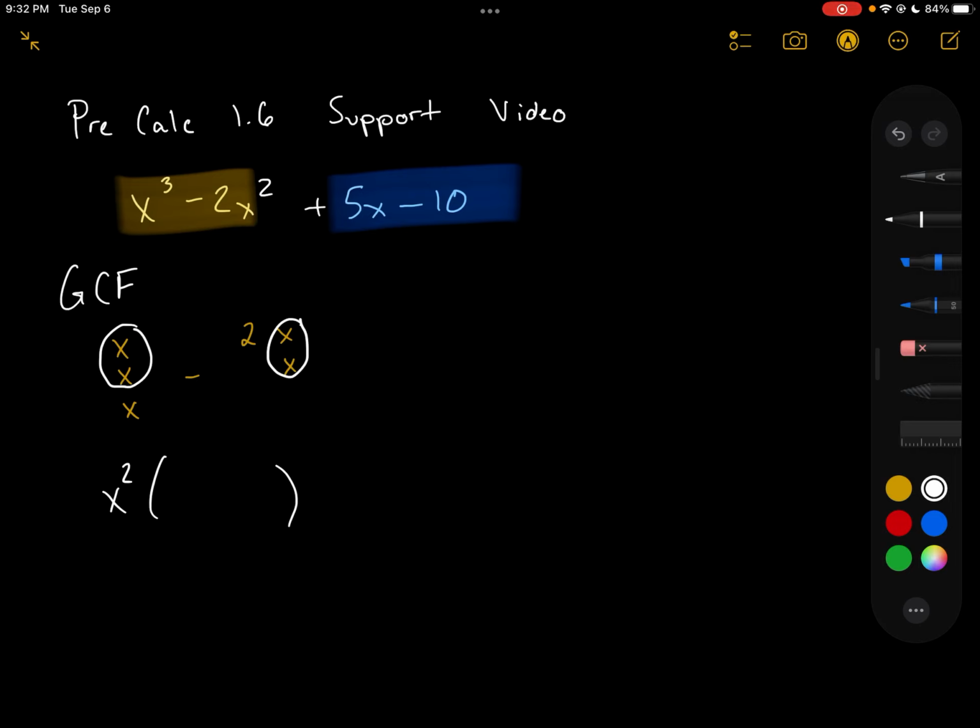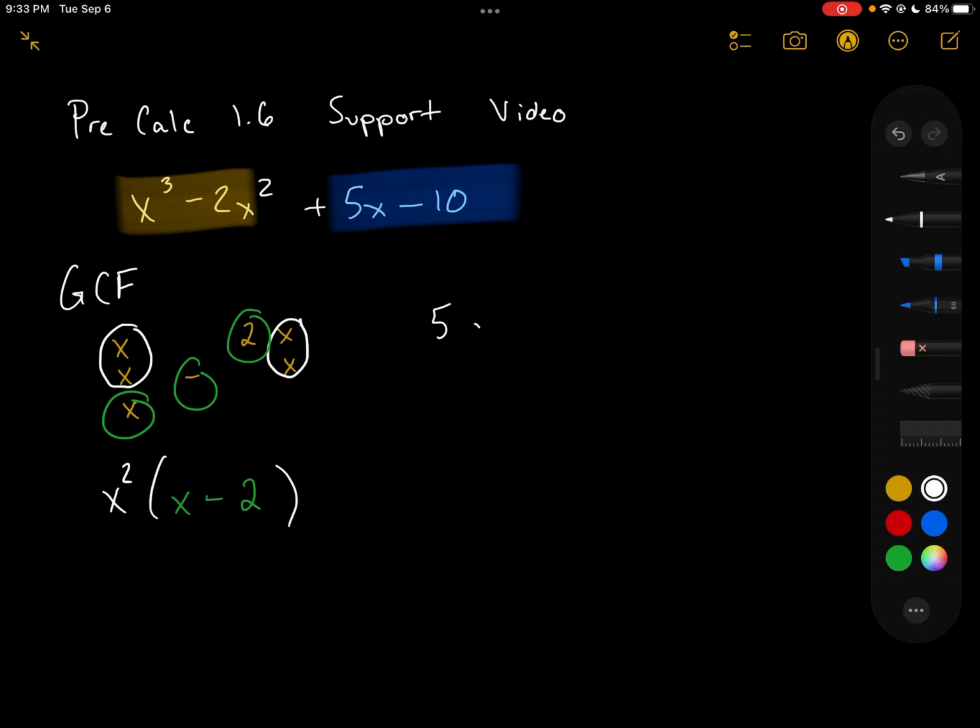Now what's left on the inside is everything that's not circled, that's not used. So I'll circle that in green. We haven't used this x, we haven't used this minus sign, and we haven't used this 2. So by doing this, we've accounted for everything that we highlighted in yellow. We've just rearranged it.